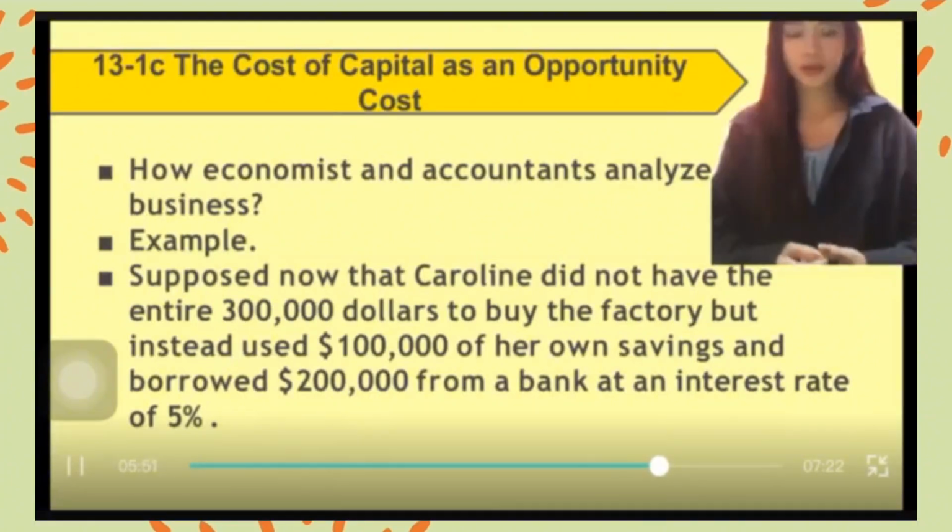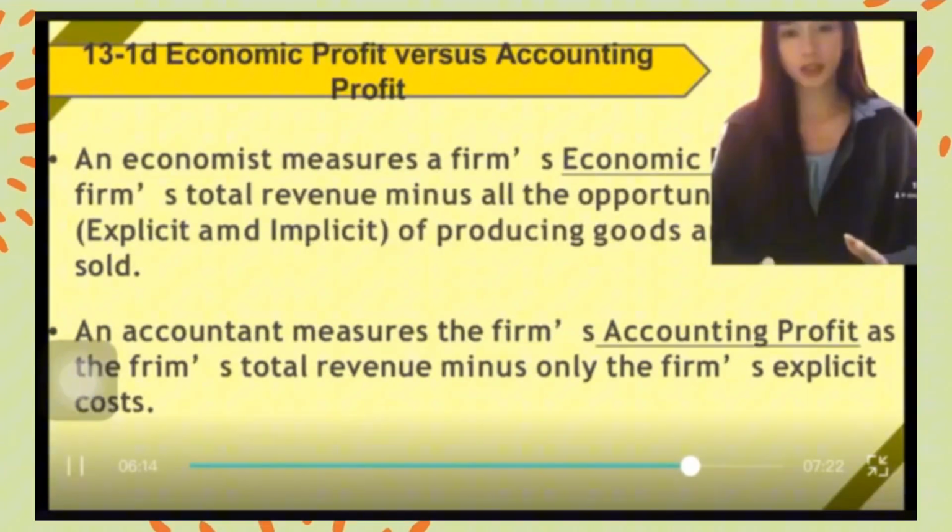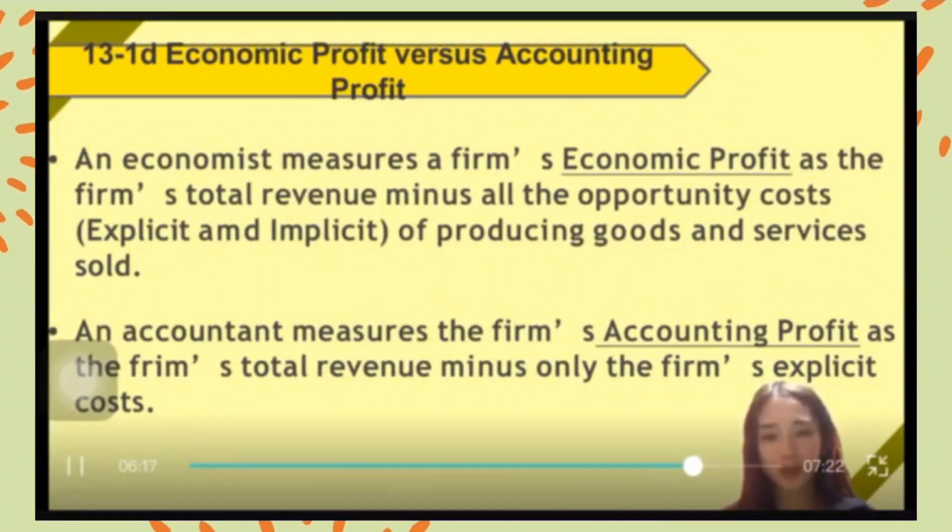So by contrast, according to an economist, the opportunity cost of owning the business is still $15,000, because the opportunity cost equals the interest of the bank. Just remember, an explicit cost of $10,000 plus the foregone interest on savings, an implicit cost of $5,000. Let's proceed to economic profit versus accounting profit.